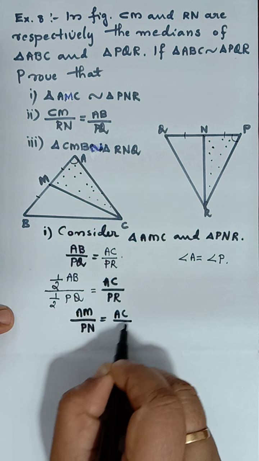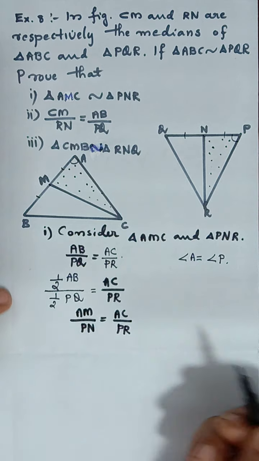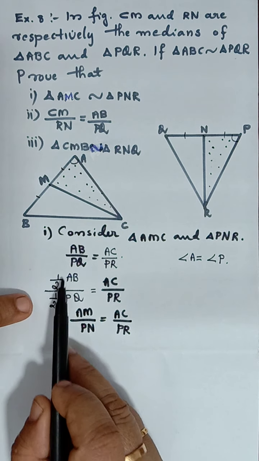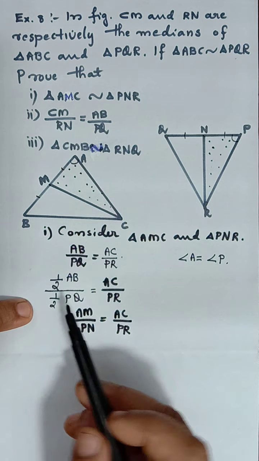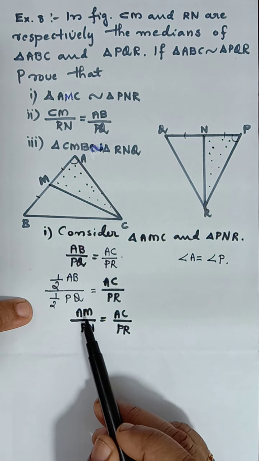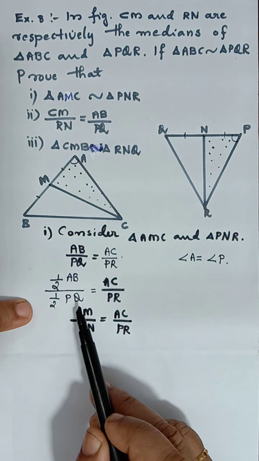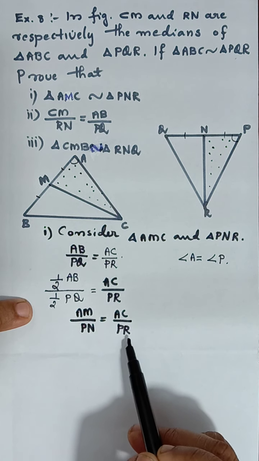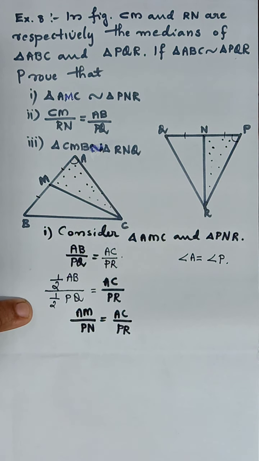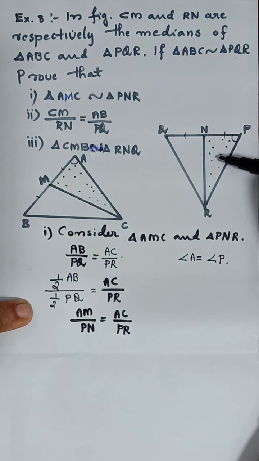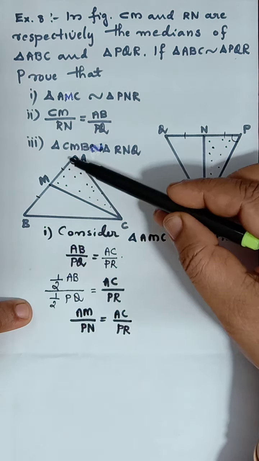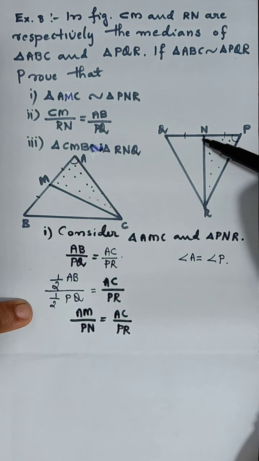So, this is what we need. Check once more. Here in the numerator and denominator, we have multiplied by 2, so there is no change. Therefore, half AB is equal to AM, half PQ is equal to PN, equal to AC by PR. Now, we have this triangle AMC and triangle PNR, for which AM by PN is equal to AC by PR.